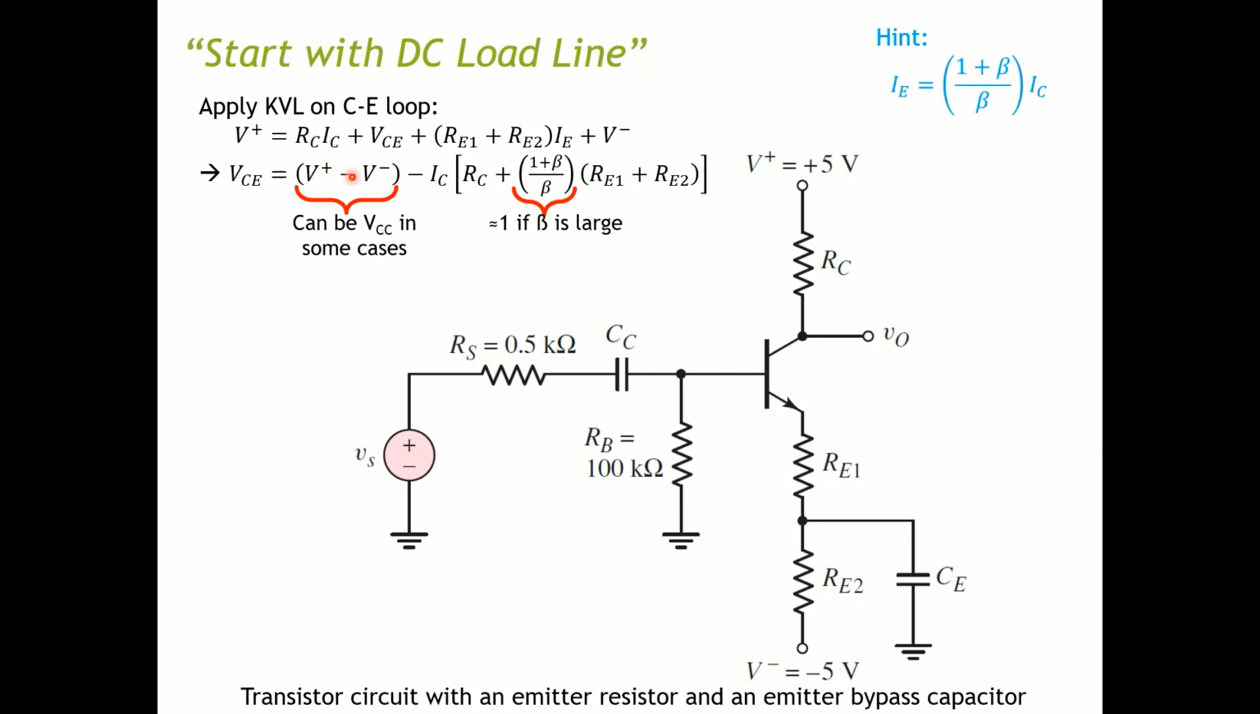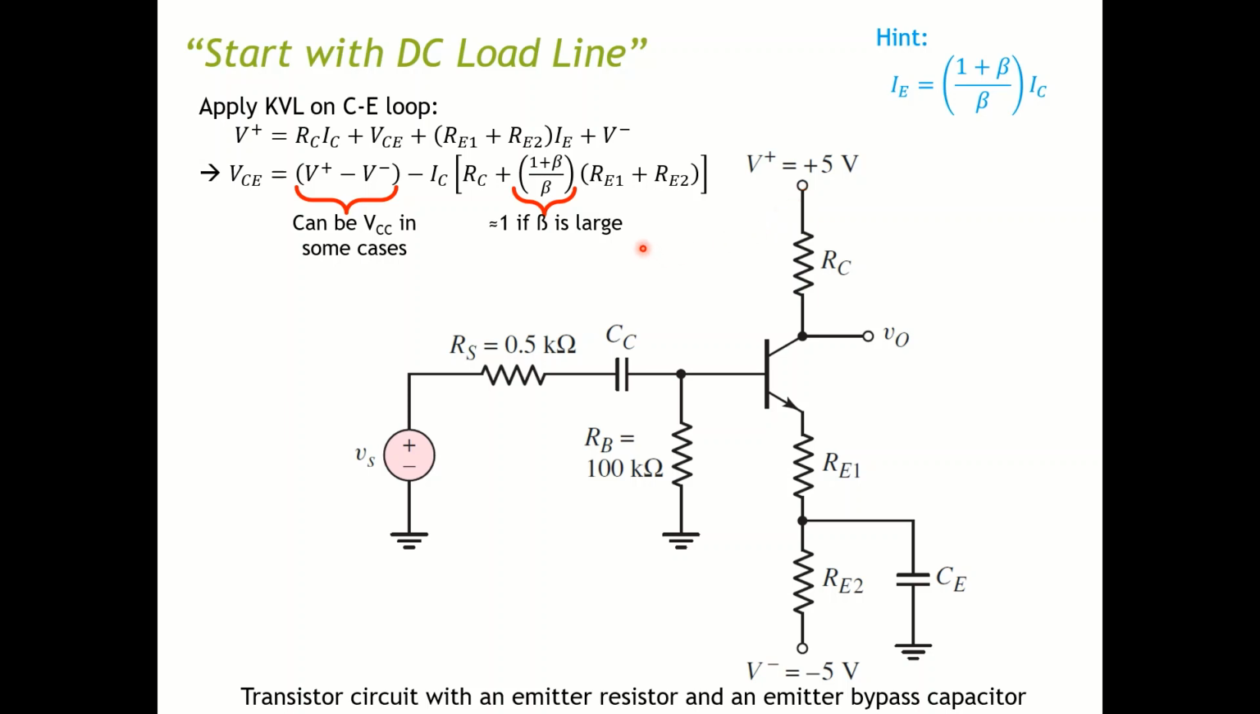Then I factor out IC because I replace IE with this equation. There are two things I want you to notice. The first thing is this V+ minus V-. This is a special case for this circuit. In many cases, you can replace this whole factor with VCC. So technically, you just have to ground this end and supply here with VCC.